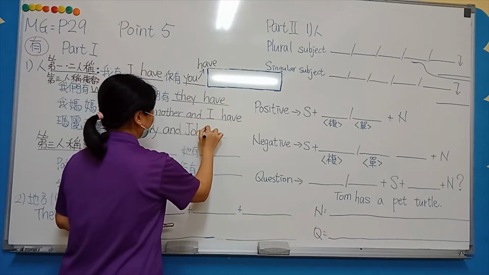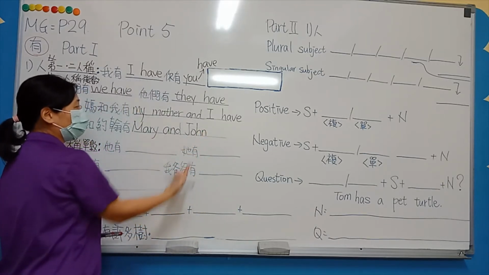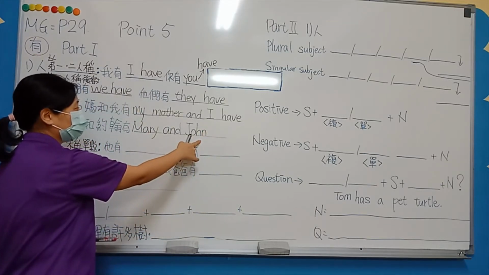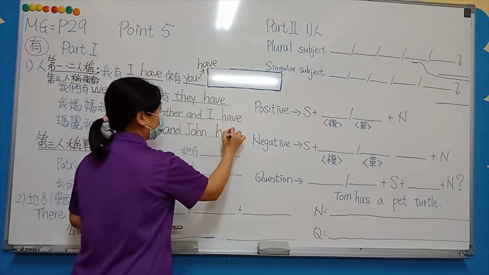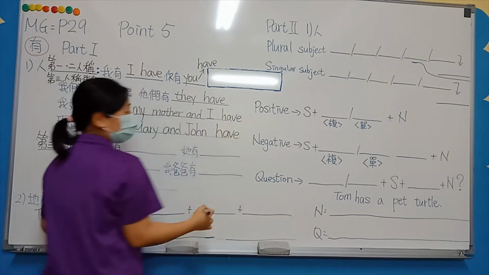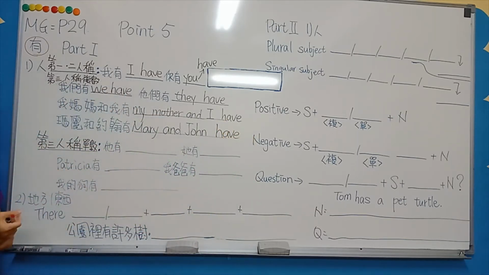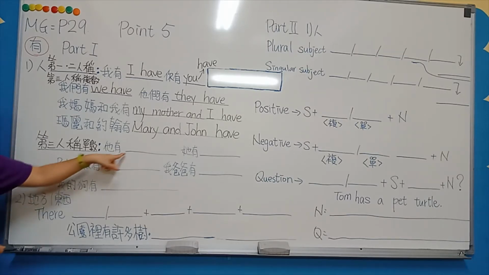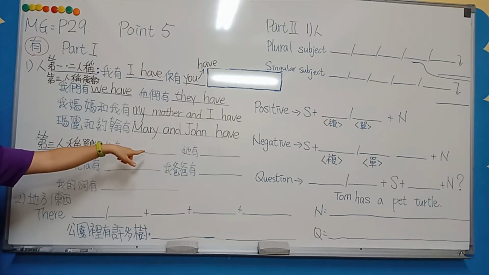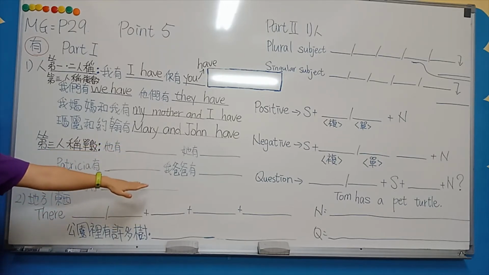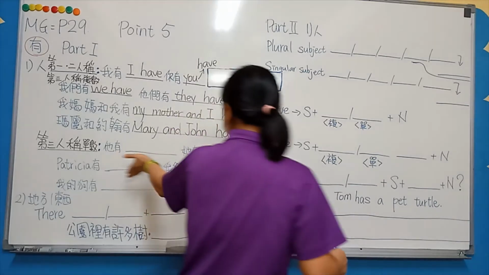John. 2 people, 1, 2. So you need to use have. So this part is very easy, for singular, plural number 1 and 2 and plural number 3. So if this one is singular number 3, how can you write? Do it now. Check your answers and do this part.